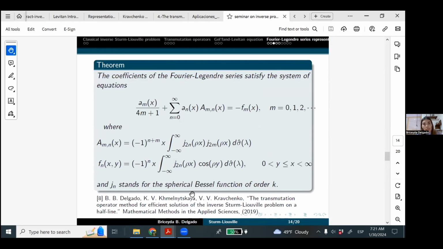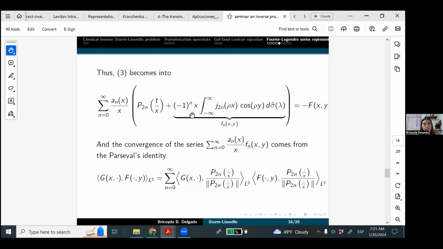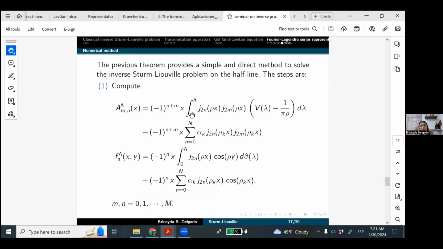Now, having this system of equations, we can truncate the system. We can consider only the truncated series up to a fixed number m, and we can solve this m by m system of equations. Now the previous theorem provides a simple and direct method to solve the inverse SWB problem on the half-plane.